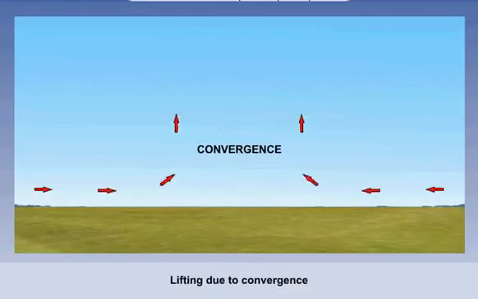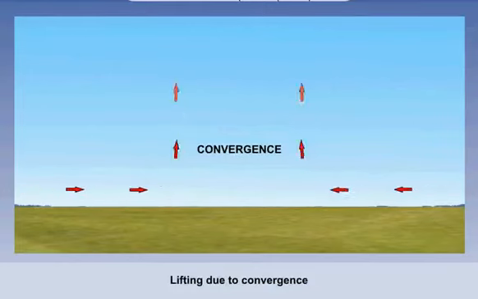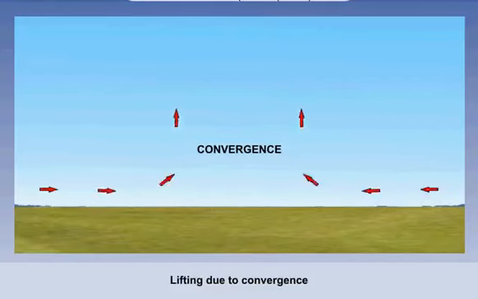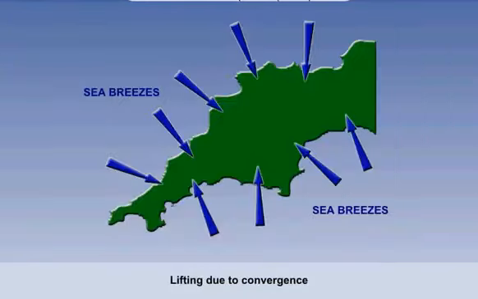There are other ways of lifting air within the atmosphere. Convergence is another that we shall look at now. Convergence in the atmosphere means air is accumulating in a particular area, with an associated depletion elsewhere.